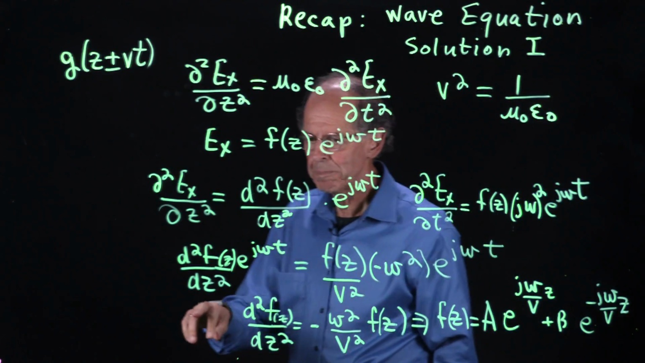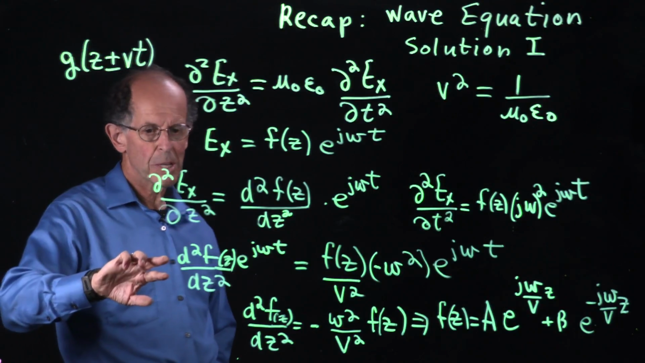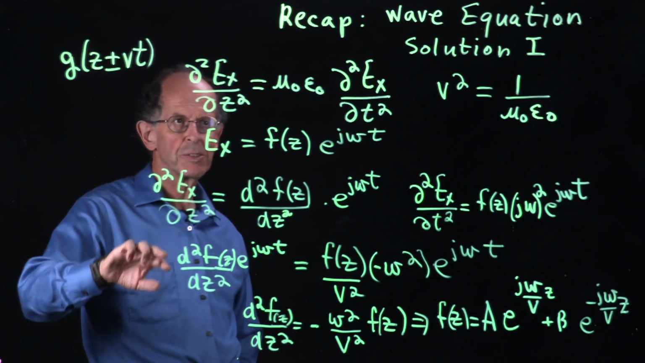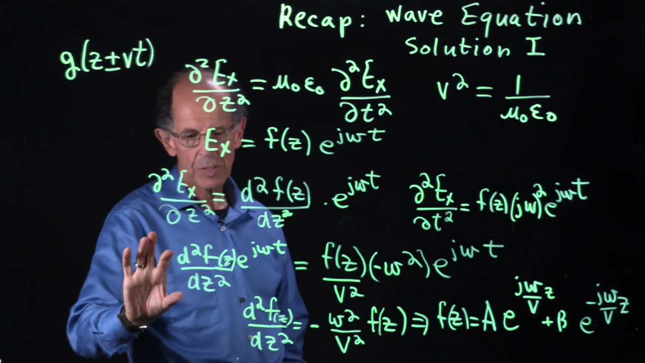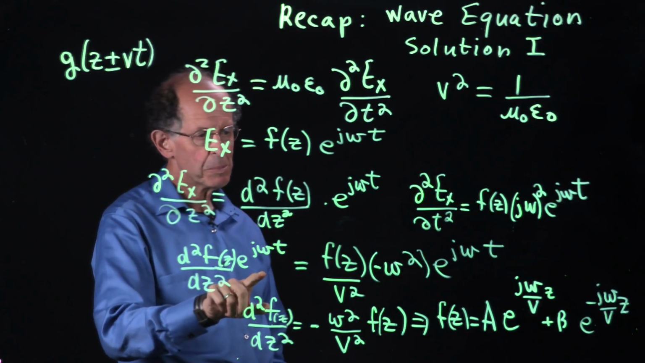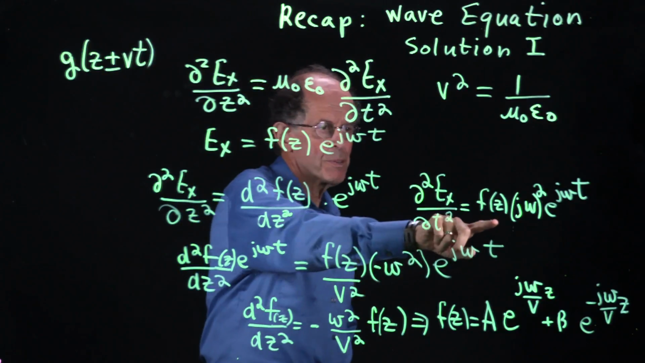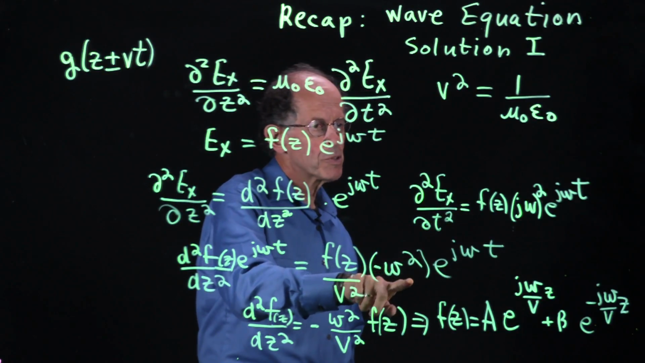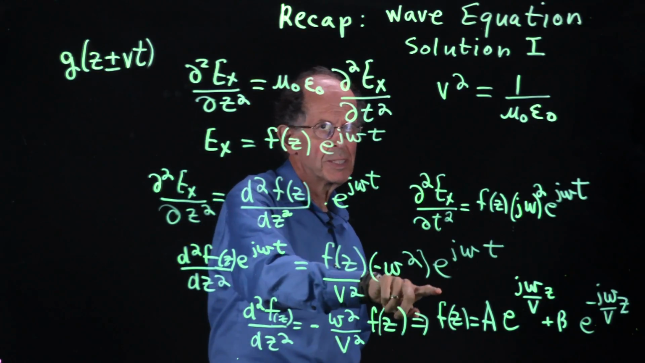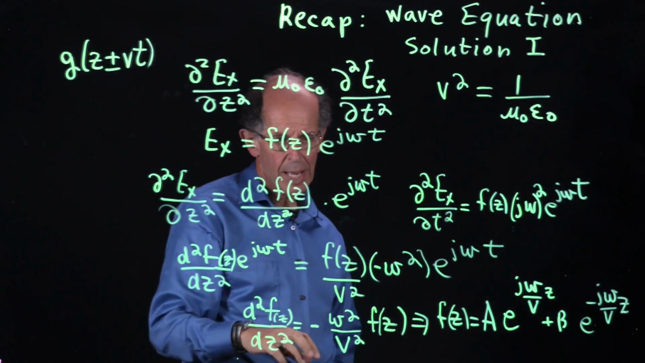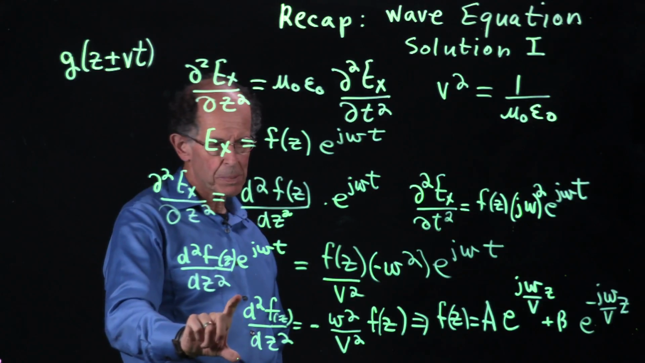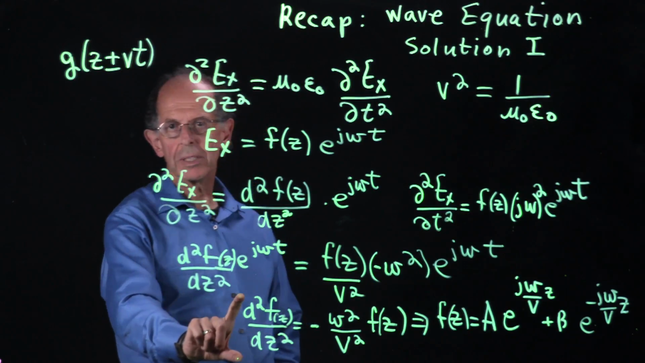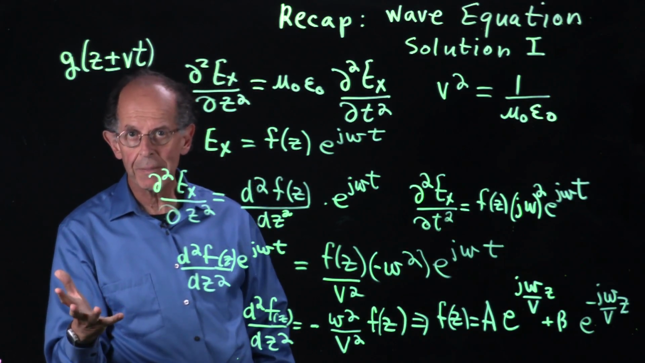Now what we do is we go back and substitute the results of our differentiations into the equation here. So d squared f dz squared e to the j omega t, minus omega squared over v squared f of z e to the j omega t, and the e to the j omega t's cancel, and we have a simple second order ordinary differential equation for f of z.